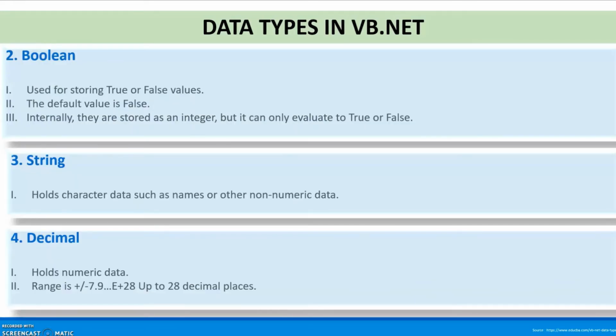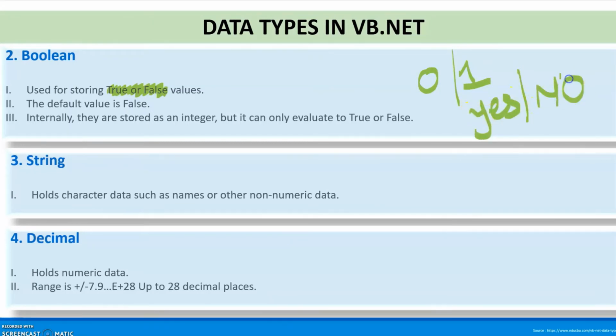Next we have a boolean, string and decimal. It's very easy. The boolean is basically used to store a true or false value. You can store either 0 or 1. So when it's a case of yes, no, or true, false, or 0, 1, you can use the boolean data type.